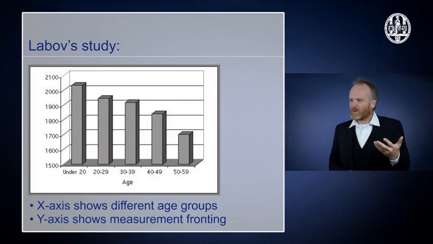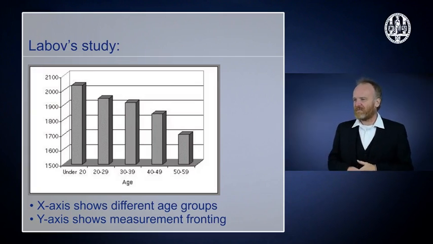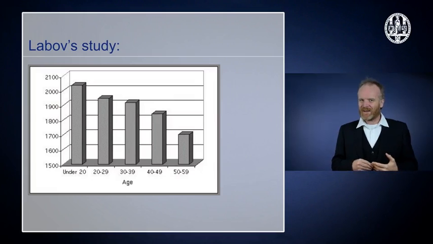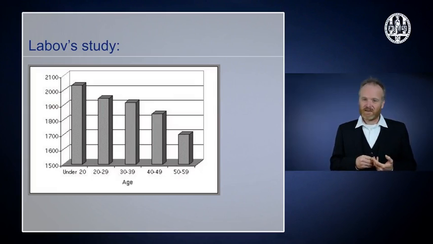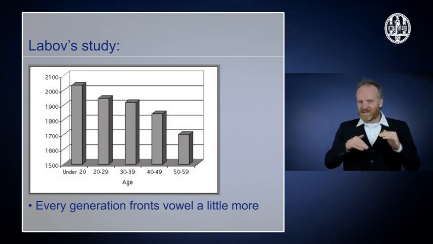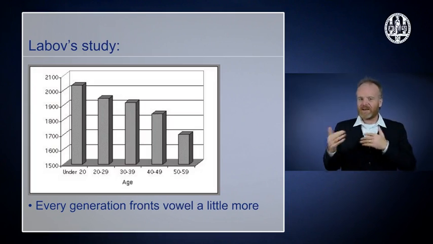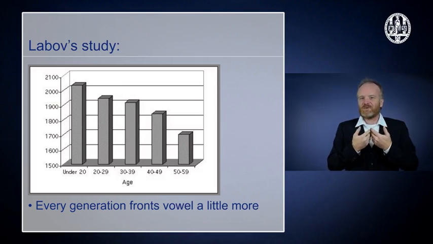So people under 20, they do it the most. That's why that bar is highest. People between 50 and 59 do it the least. This is a very simple graph, but it's already very telling, because it shows us something, for instance, about language acquisition. Every generation does it a little bit more. The change doesn't happen just abruptly. It's not like overnight, all of a sudden people do it in a different way. No, every generation, every 10 years, people do it a little bit more.